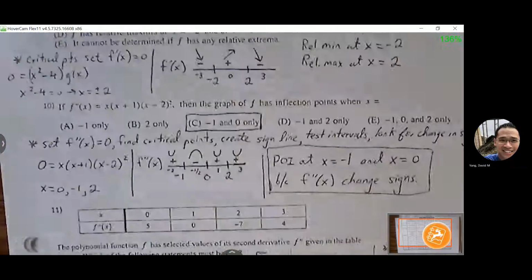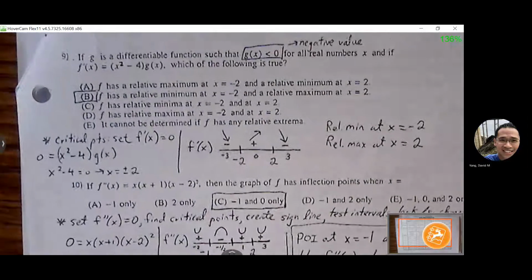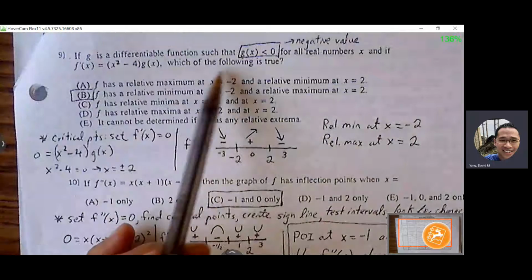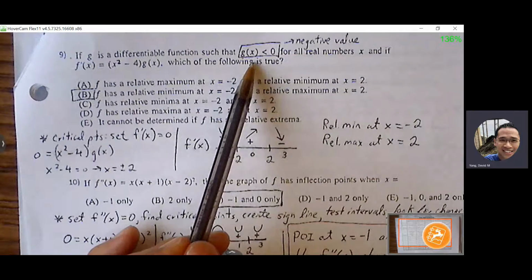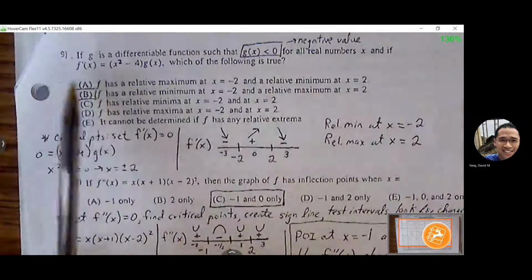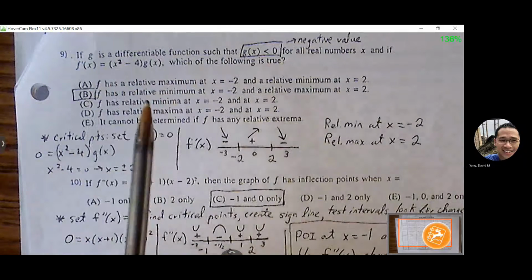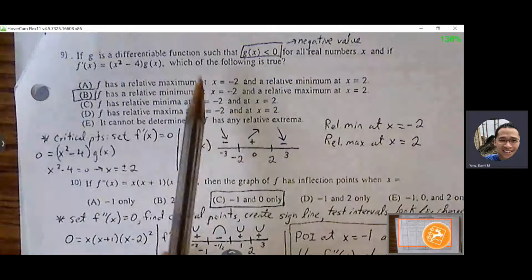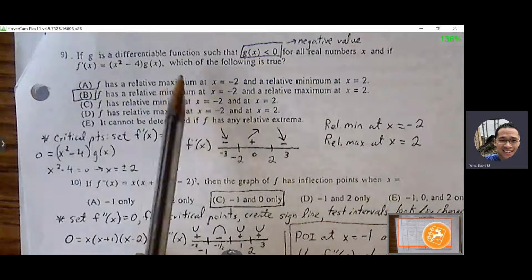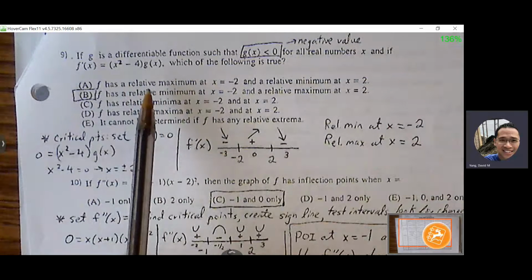Okay, page 9. G is differentiable. We know that g of x is always less than 0. Okay, and it says which of the following is true. Okay, so f prime, it's asking about relative max, relative min. So we're going to make ourselves go through the first derivative test.